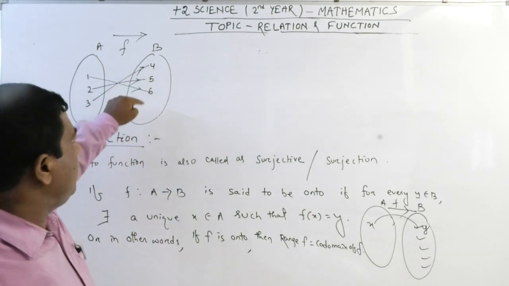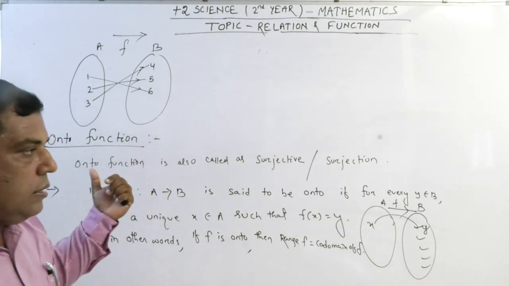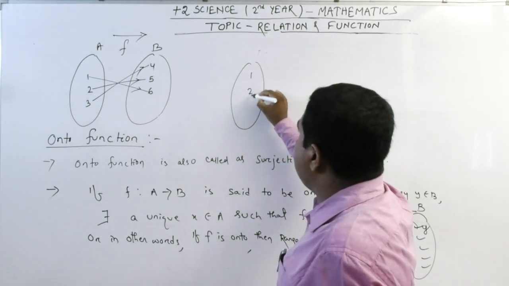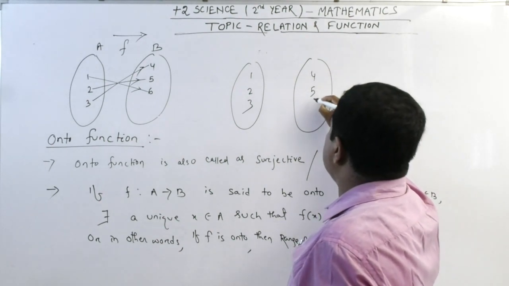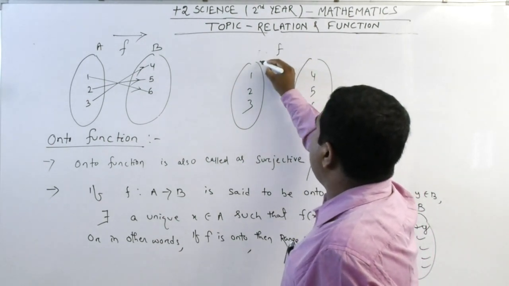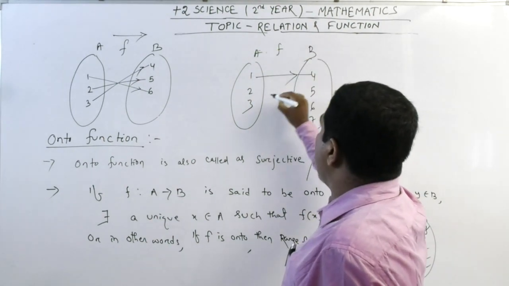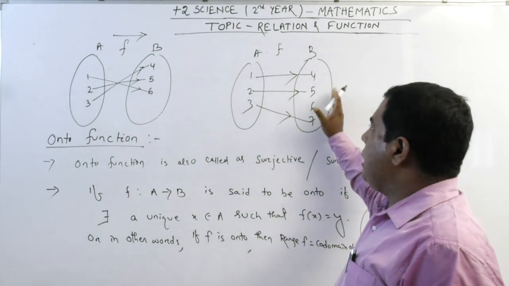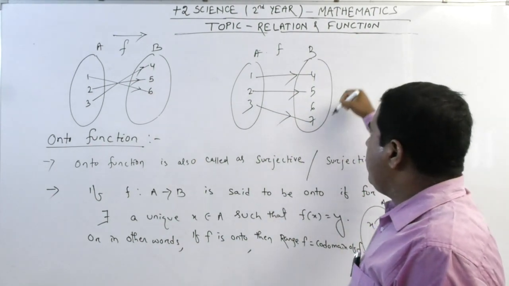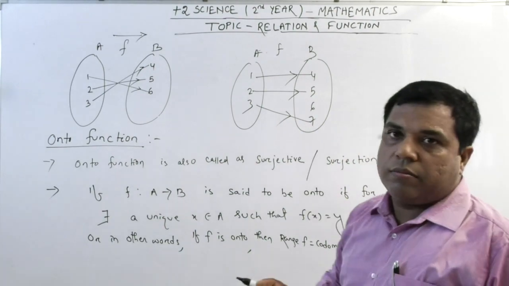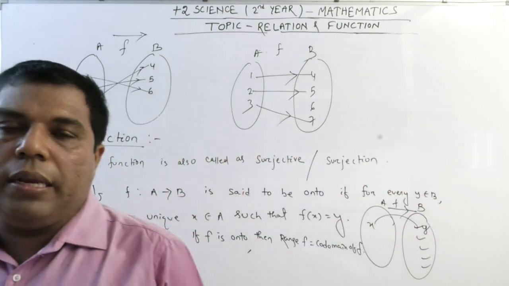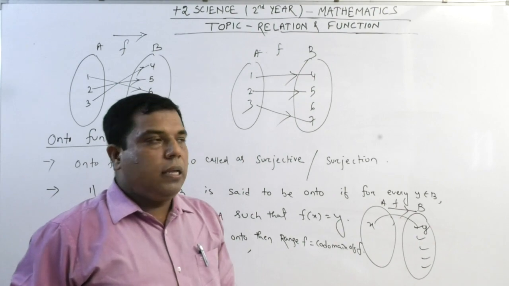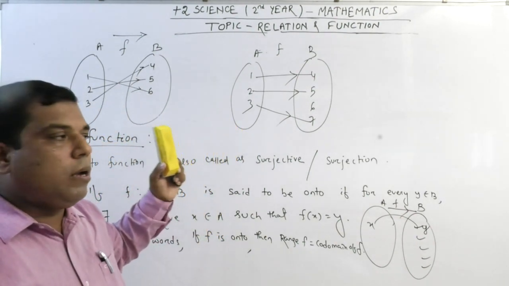But if all elements are not involved, as we saw in the previous class, what I showed there: 1, 2, 3, and suppose it is 4, 5, 6, 7, and f is a function from A to B. Suppose 1 is connected to 4, 2 is connected to 5, 3 is connected to 7. So this is a function, no doubt, but it is not onto. Why? Because the codomain is not equal to the range. But if the codomain is equal to the range, then the function is said to be onto, otherwise not.